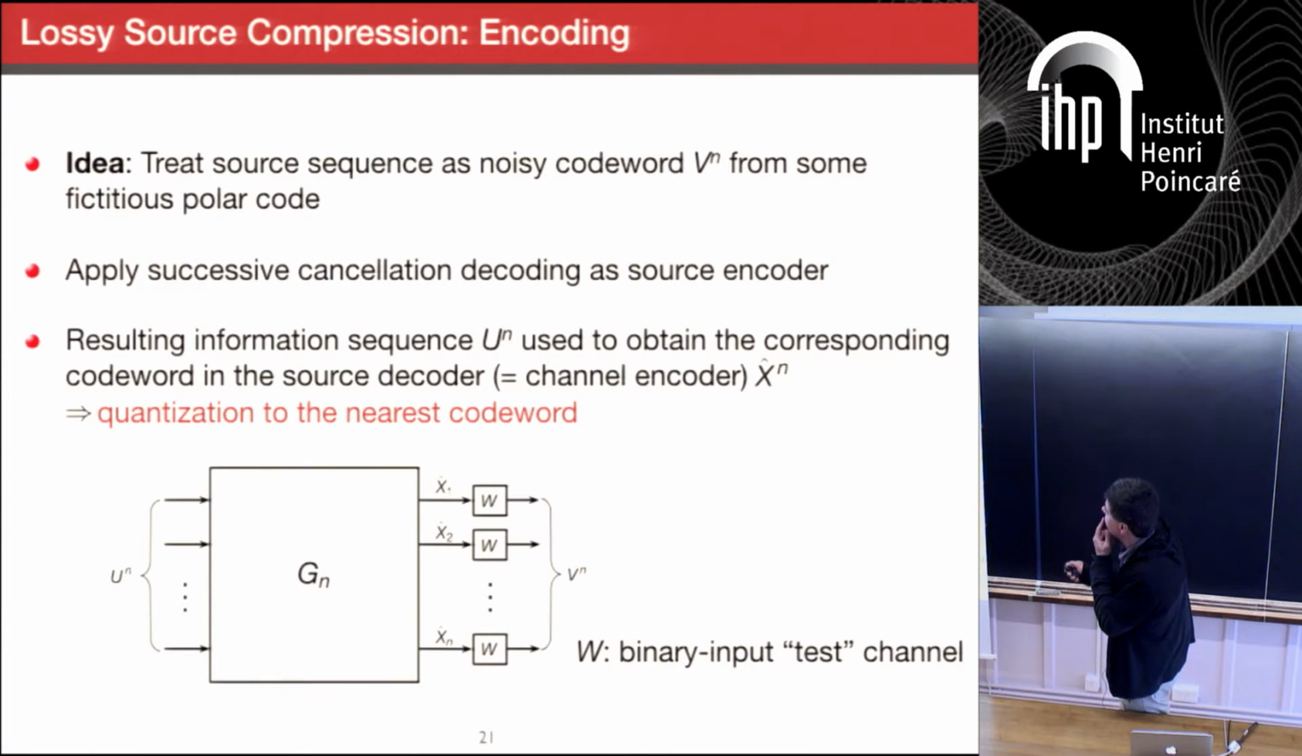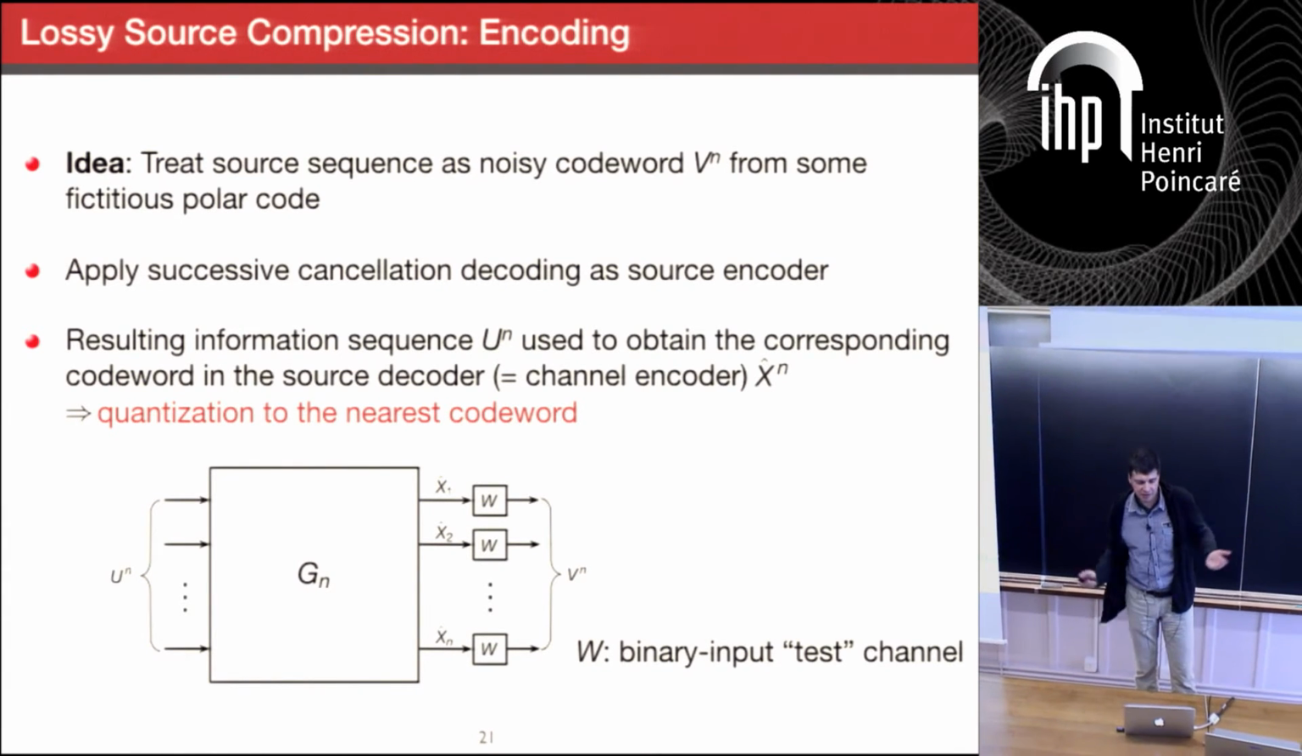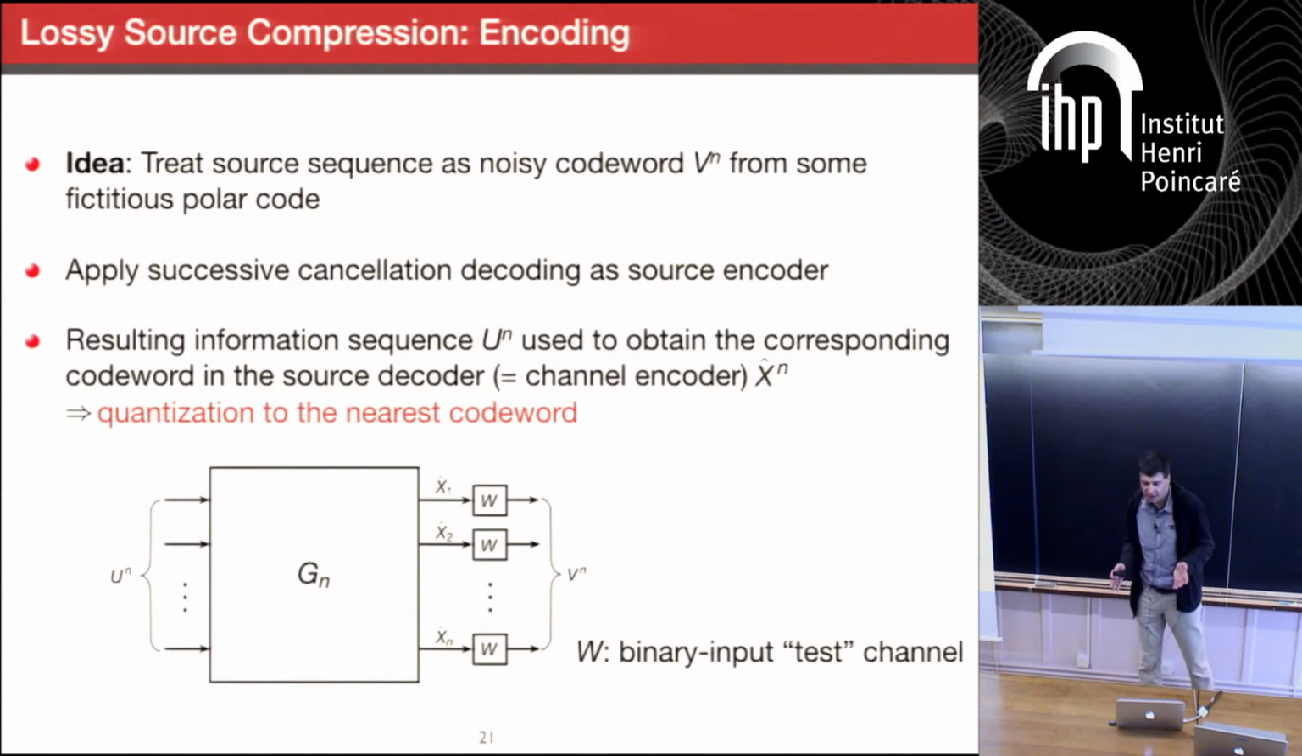The idea is basically to take the source sequence we want to compress as a noisy codeword from some fictitious polar code. We think of nature as having used a polar codeword, added some noise, and given it to us. What we can do now is apply a channel decoder as a source encoder, for example successive cancellation. So we run this polar decoder. We can do that because this is our test channel, our inverse test channel I've just discussed.